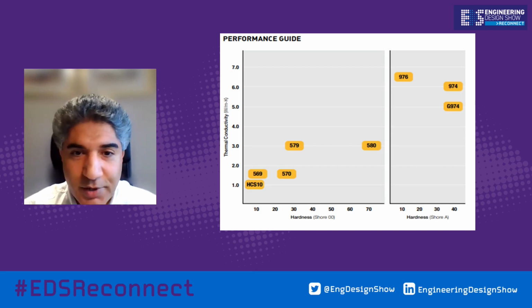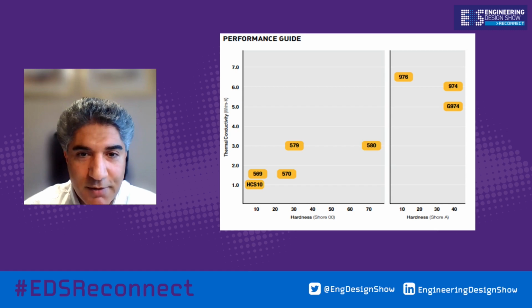Okay, within the Chomerics range, in terms of the gap pad materials, the 579, 3 watts per Kelvin, shore hardness about 30. This is the material that I would typically start with.